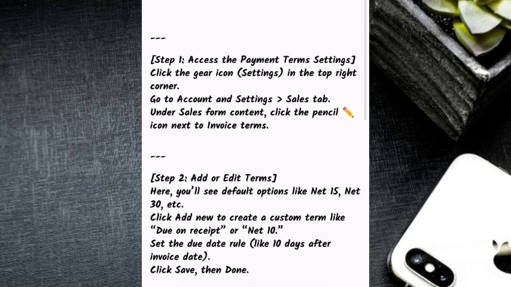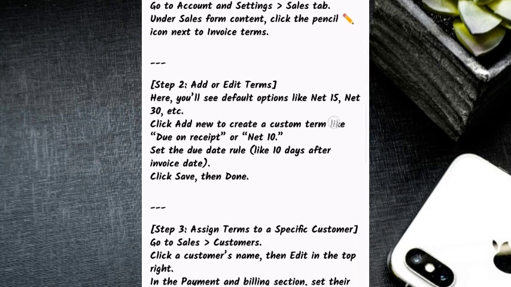Now, the first step is to access the payment term settings. Click the gear icon, that's the settings in the top right corner, and then go to account and settings, and under that, look for sales tab, and under the sales form content, you're going to click the pencil icon next to invoice terms.